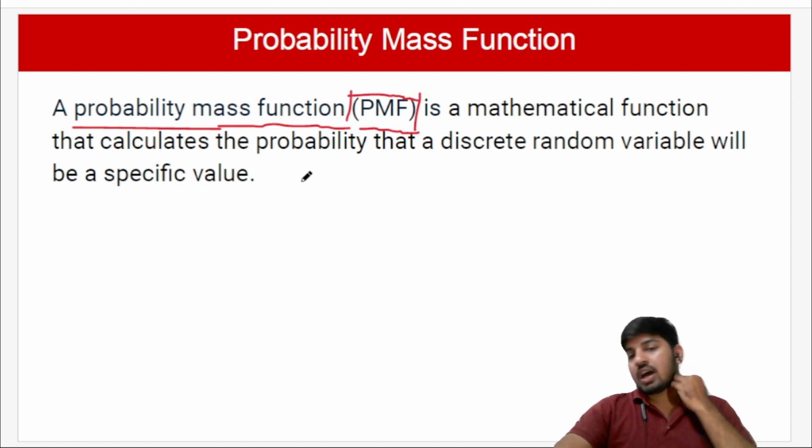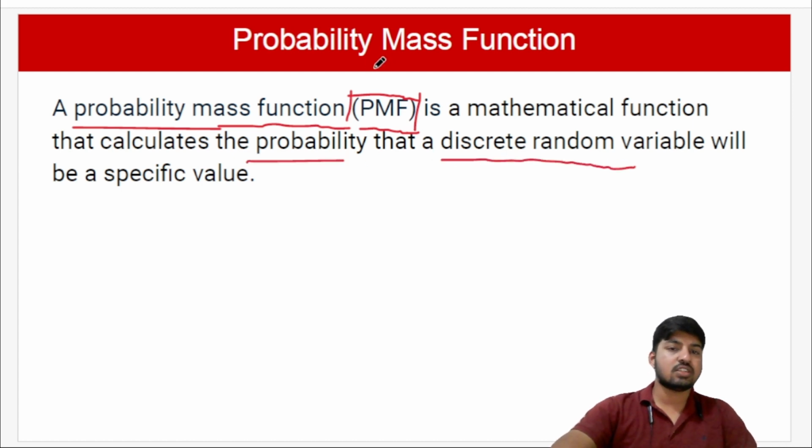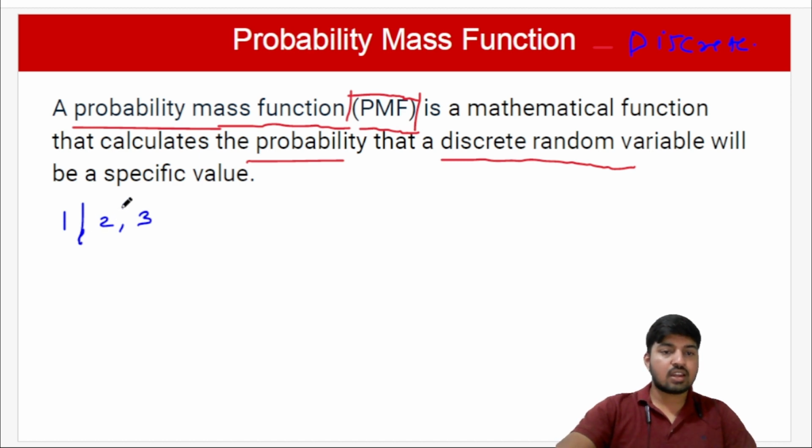Okay. So now here it is important to know what a probability mass function is. It is also simple: it calculates the probability for a discrete random variable. This probability mass function is defined for the discrete random variable. What is discrete? We said discrete values are numbers like 1, 2, 3. There is an interval; there is nothing between 1 and 2.